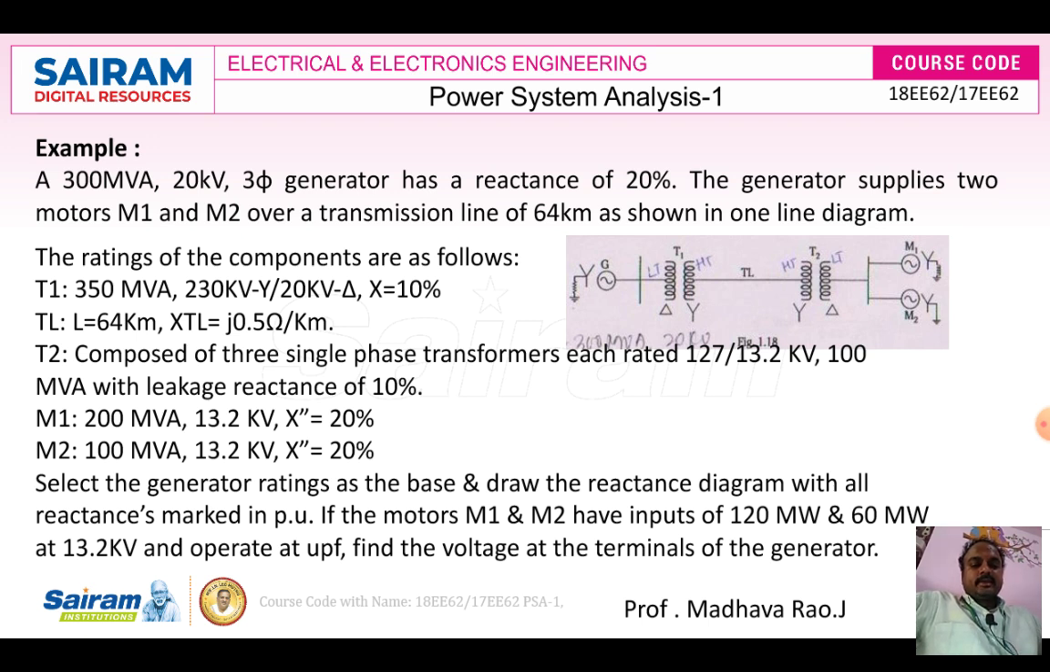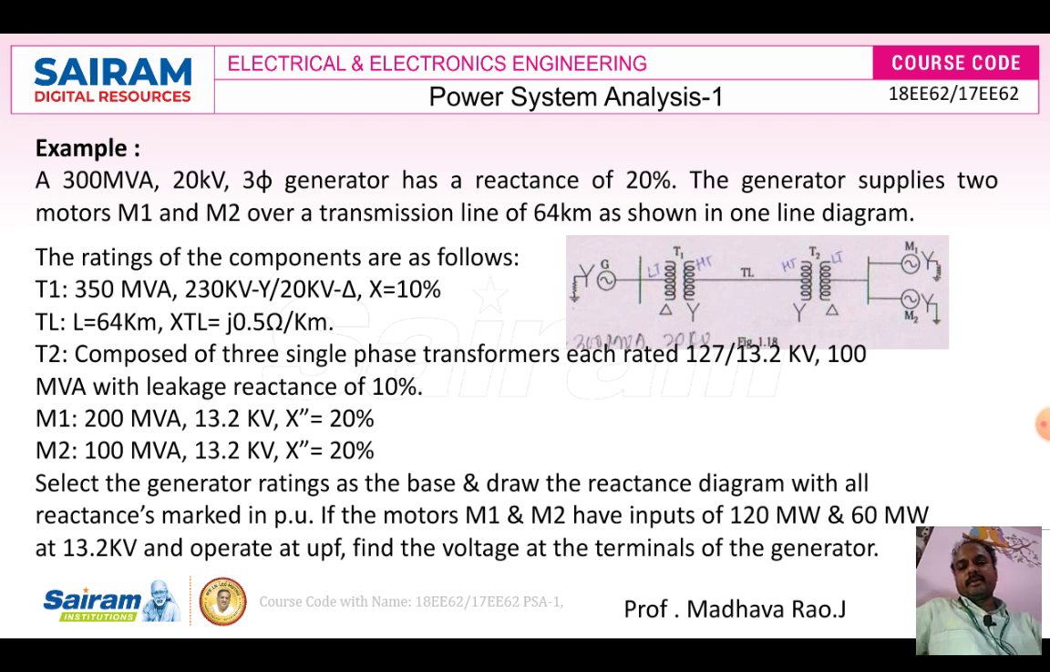It consists of the generator, transformer 1 and transformer 2. In between is the transmission line of 64 kilometers. From transformer 2 the supply goes to motor 1 and motor 2. That is what you can observe in this given one line diagram. And they have also given some ratings of the components.